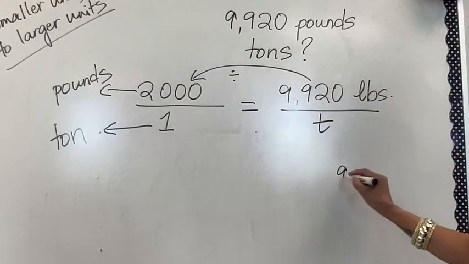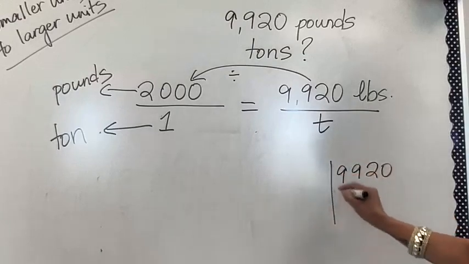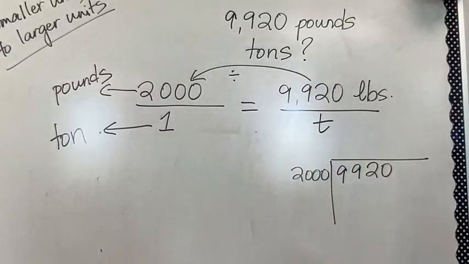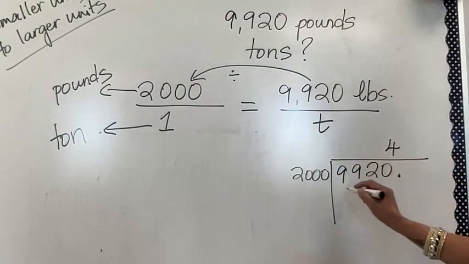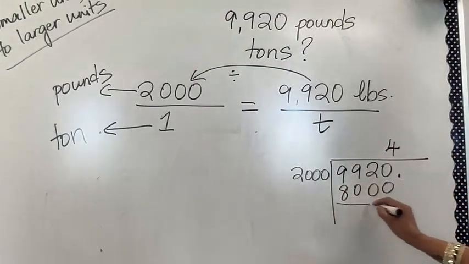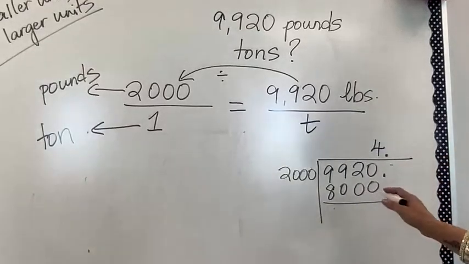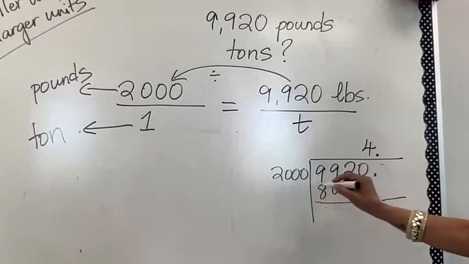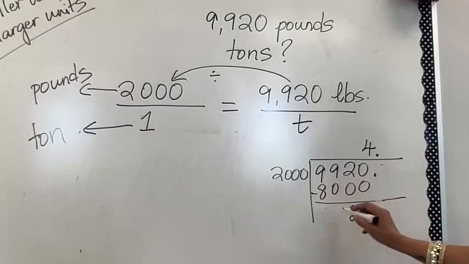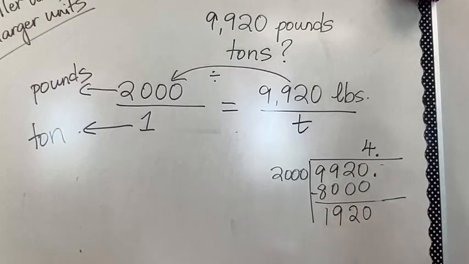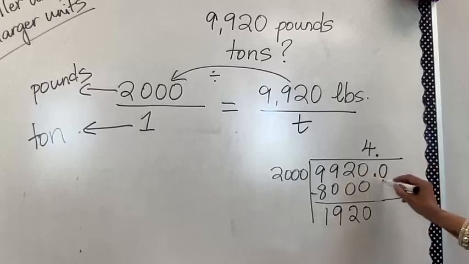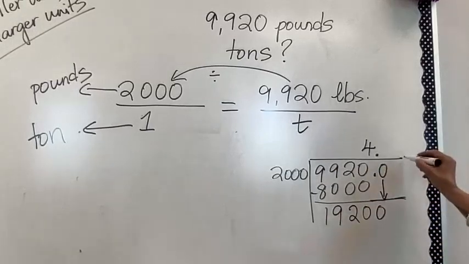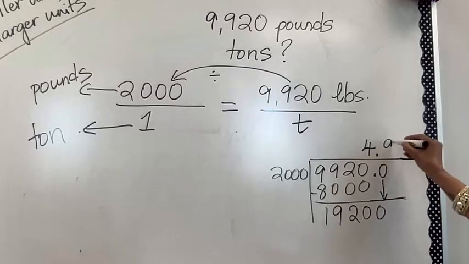So if I do 9,920 divided by 2,000, I know that 4 times 2 is 8. So this gives me 8,000, 4 times 2,000 is 8,000. Then I subtract and I get 0, 2, 9, and 9 minus 8 is 1. Decimal above decimal, annex a 0, bring this down. I can see that 9 times 2 is going to give me 18.